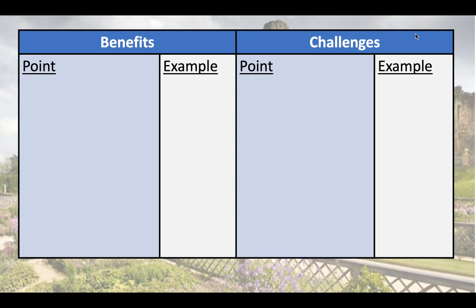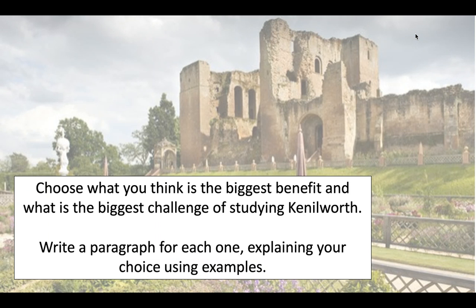Once you've done all your notes, the final thing I would like you to do is this. So I want you to choose what you think is the biggest benefit and what you think is the biggest challenge of studying Kenilworth. Okay, so choose just one benefit and one challenge that you think is kind of the biggest benefit and the biggest challenge for you personally, what you feel you agree with most. And for each one, I would like you to write a paragraph. Okay, so I would like you to explain why you think that point is a particular benefit, and then why you think your point is a particular challenge. Try and use examples, and you can try and think of other examples in addition to the ones that we've looked through in this video.